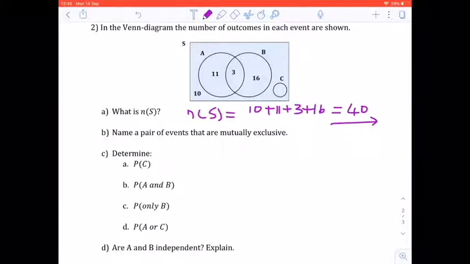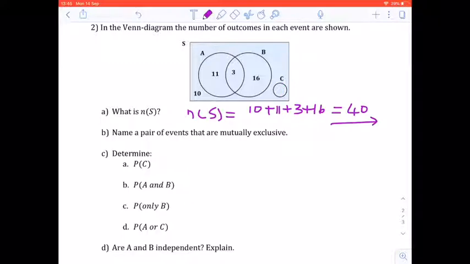Next question, name a pair of events that are mutually exclusive. So this means two events that do not overlap. So we can see event A and B do overlap, they share a 3 in common. There's 3 people or 3 times that these two things overlap. So it's not A or B. But then what's the other event here? The other event here is C. So neither B nor A overlap with C, right?